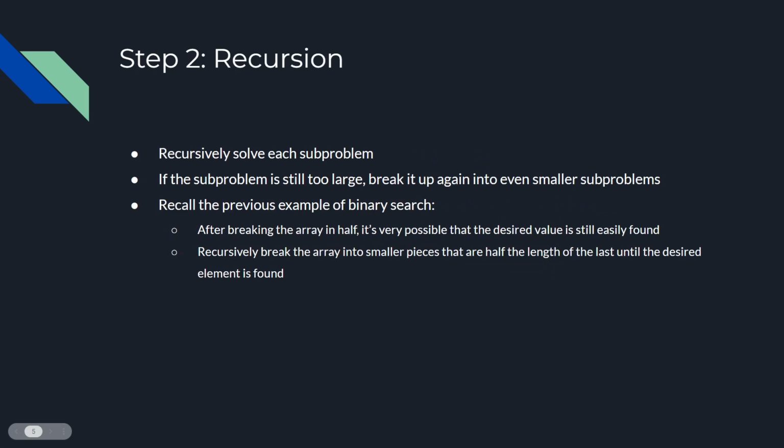Second step is recursion. In divide and conquer programming, you recursively solve each subproblem. If the subproblem is still too large, you'll have to break it up again into even smaller subproblems. So, going back to the example of binary search, even if you break the array in half, if it's still like 10 or 20 values long, it'll still be too difficult to find the desired value easily. An easy way is to check the midpoint again and further break up the array into smaller pieces until they're of manageable length.